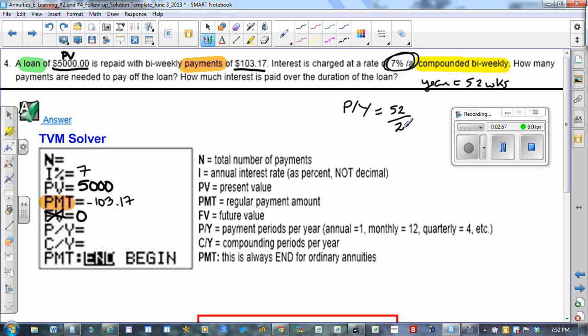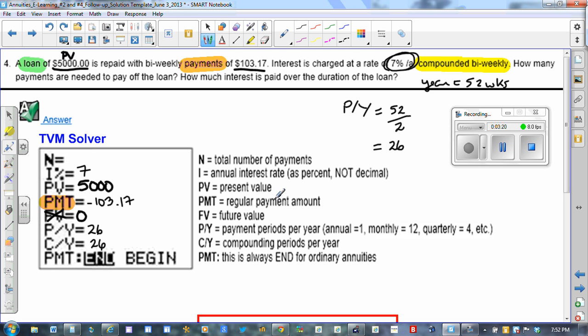The 52 is the number of weeks. The 2 represents that it is every 2 weeks. So that gives us 26 two-week periods. So PY will be 26. And because it's compounded the same way, we're going to see 26 here as well.